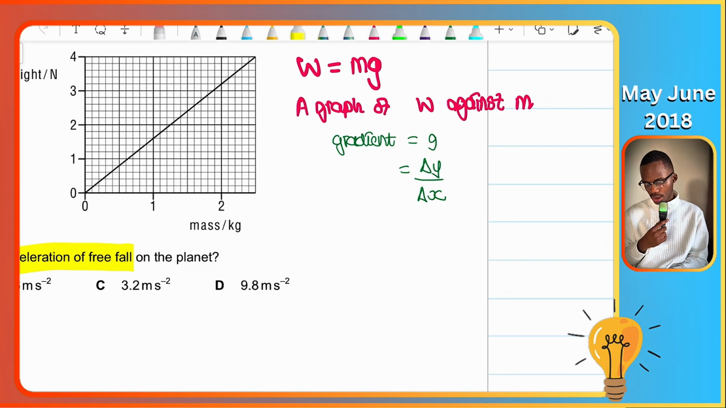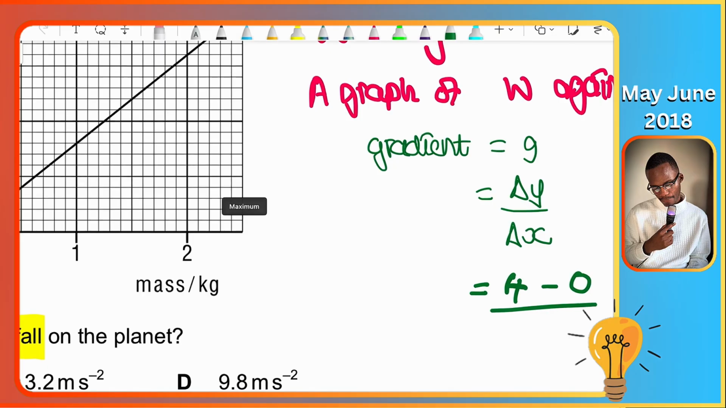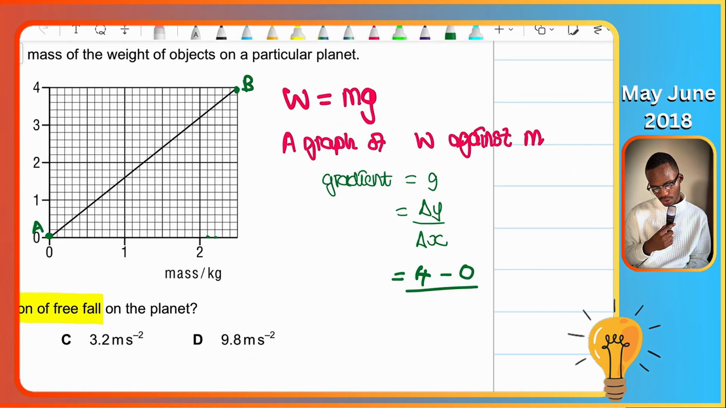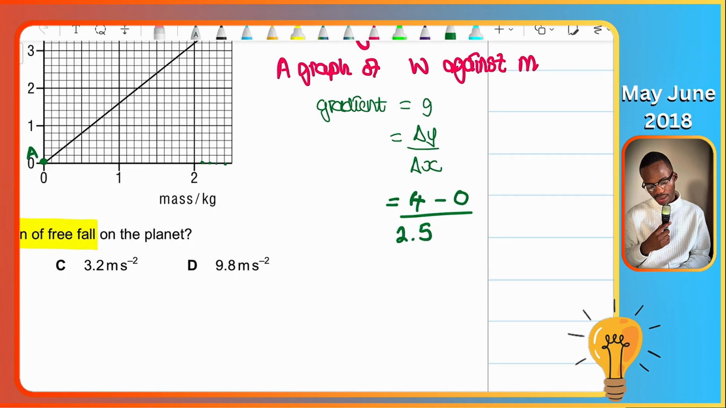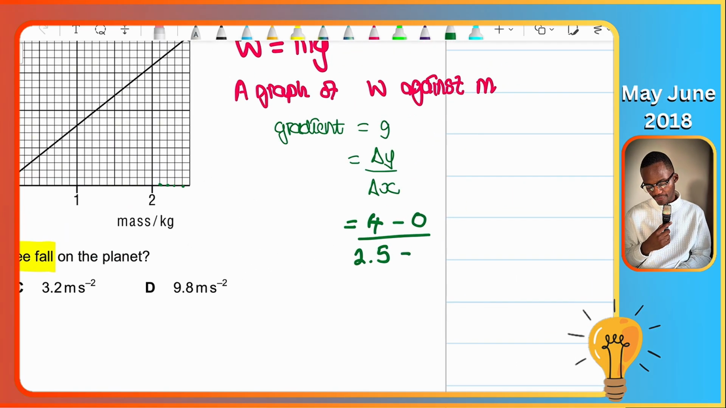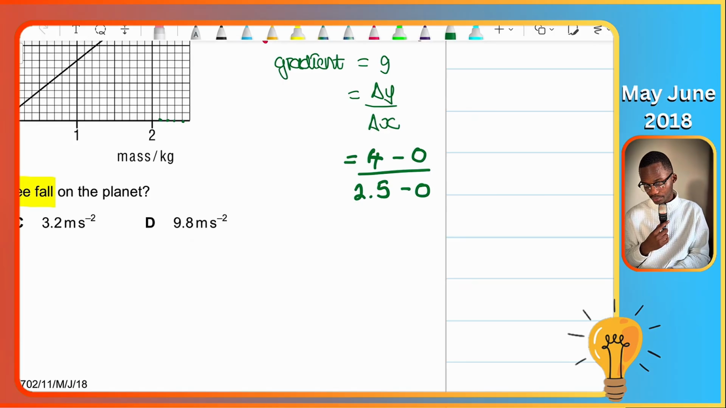So if we look at this, let's look at point A, which is over here, and point B, which is over there. At point B, we have 4. At point A, we have 0 for y. At point B, we have 2 point, that's 1, 2, 3, 4, 5, that's 2.5. Then there we have 0. So effectively we have 4 divided by 2.5.